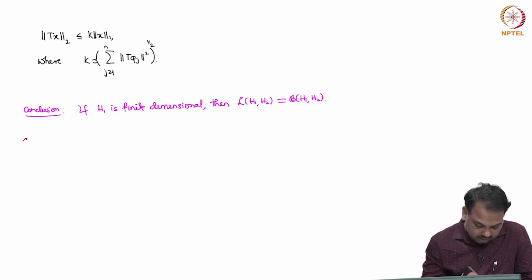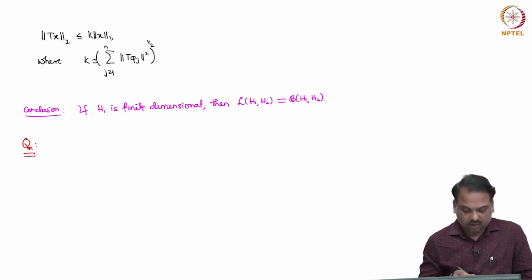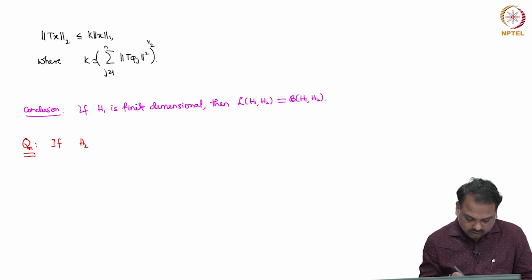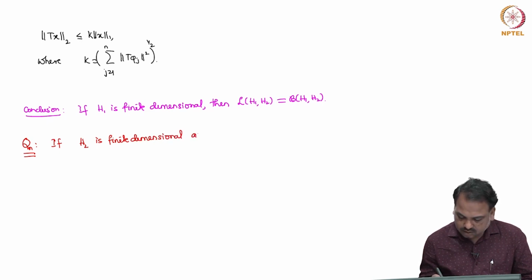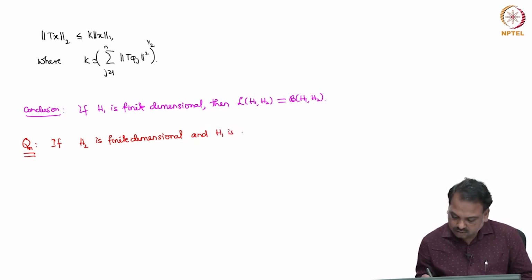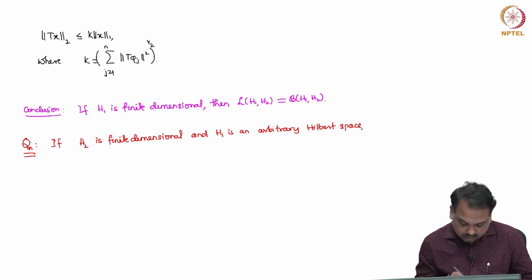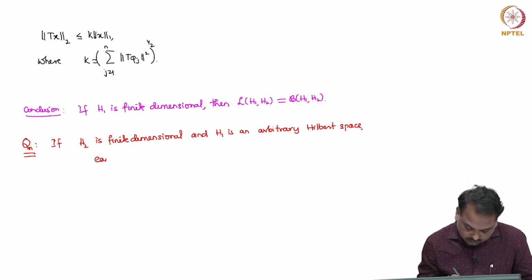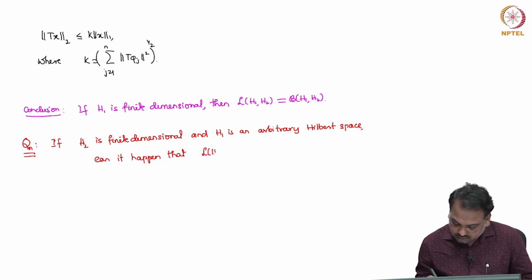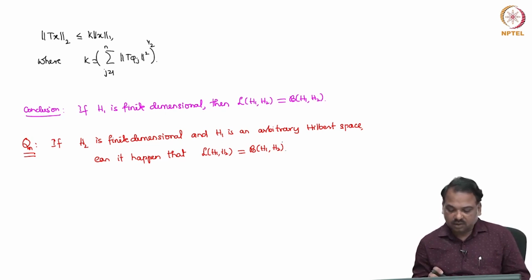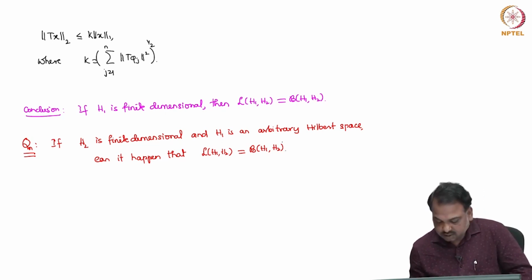Now we can ask the following question: if H2 is finite dimensional and H1 is an arbitrary Hilbert space, can it happen that L of H1 H2 is exactly B of H1 H2? In other words, can we say that a linear map defined from H1 into H2, where H2 is a finite dimensional Hilbert space, is bounded or not?